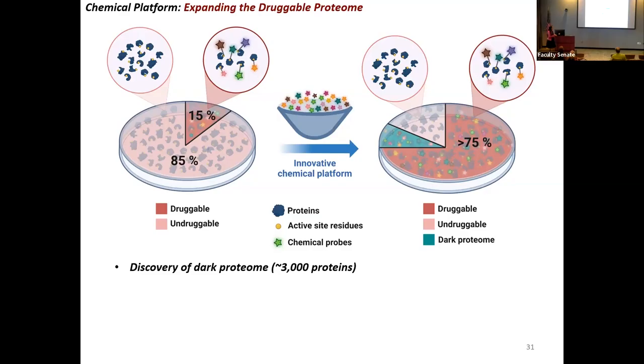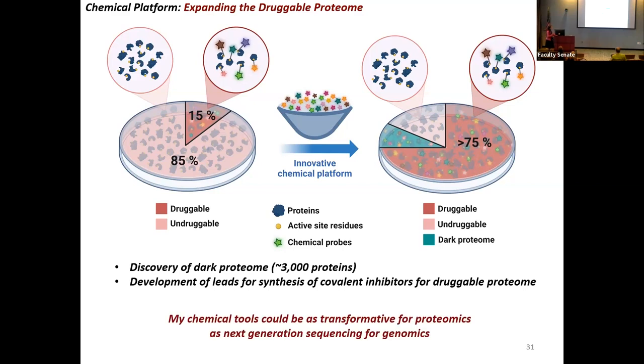So that's another advantage of this technology, that we can discover the dark proteome. And any molecules we are generating in this, we can use as drug molecules for targeting various protein-protein interactions or abnormal proteins. So, I just want to summarize regarding this technology, that these tools which we are developing could be as transformative for proteomics research as next generation sequencing is for genomics research.